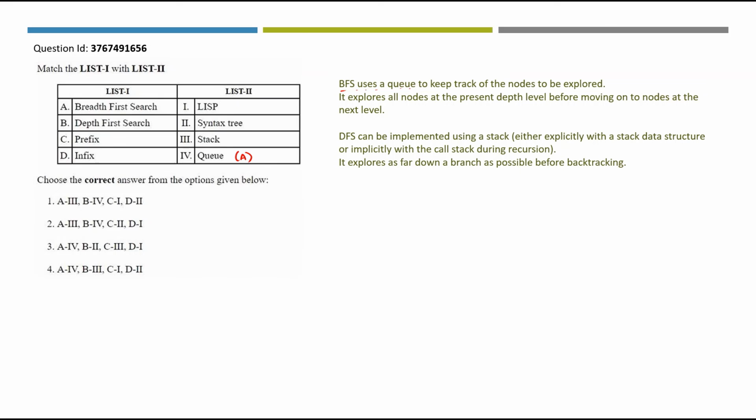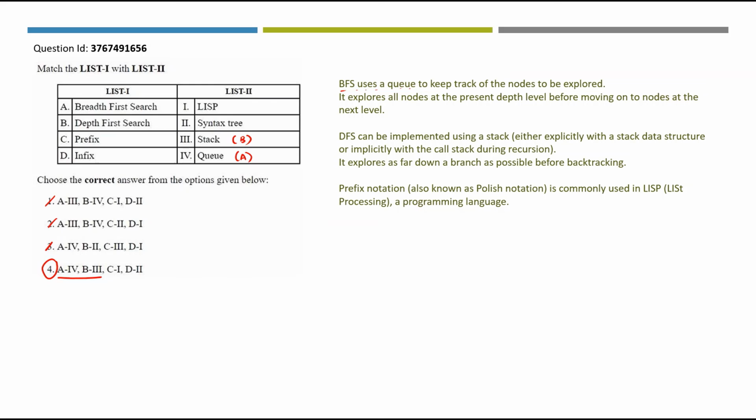What about DFS? Depth first search can be implemented using a stack, either explicitly with a stack data structure or implicitly with the call stack during recursion. It explores as far down a branch as possible before backtracking. B is mapping to 3. A4, B3 is available only in one option. We can rule out the other 3 options. Option number 4 will be the right answer.